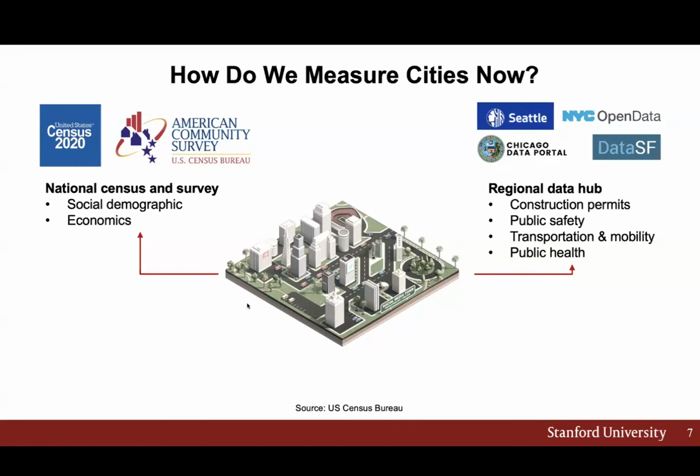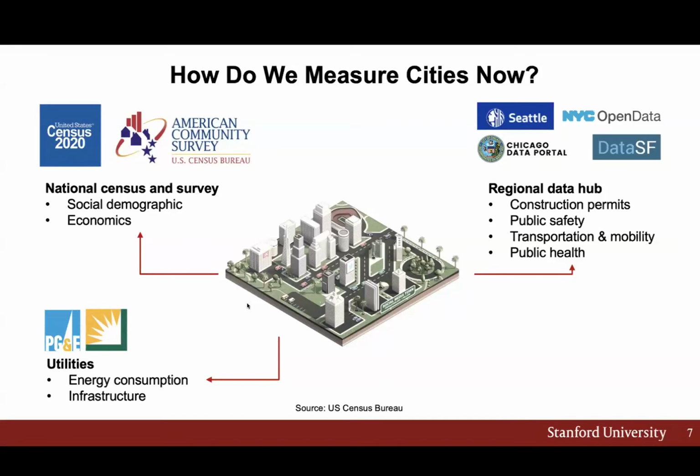And some cities and metropolitan areas have their own data sets: New York City, Chicago, Seattle, San Francisco, etc. They publish their building permits, transportation, and health-related data. And some utility companies also have data.